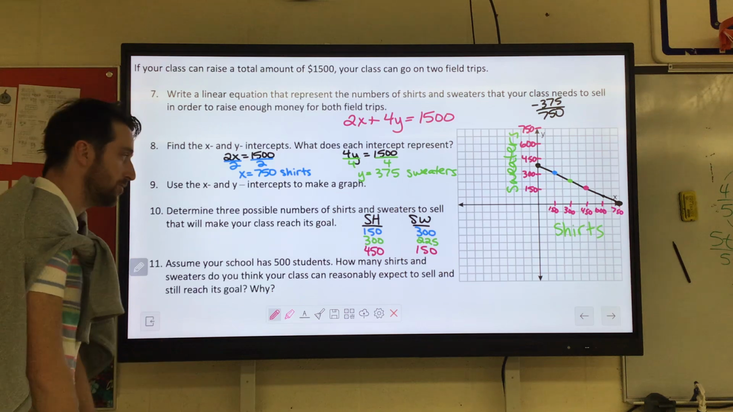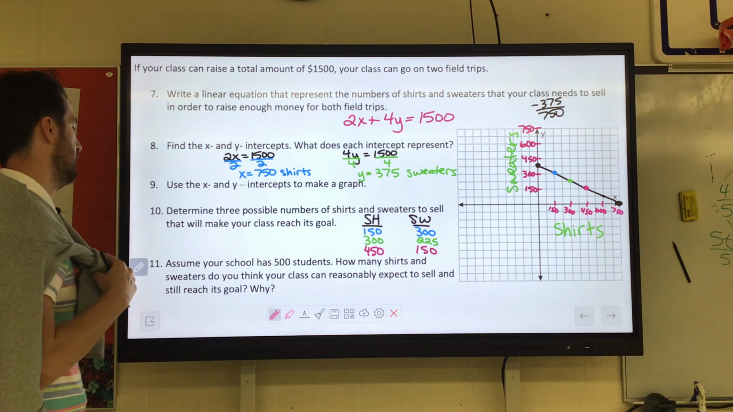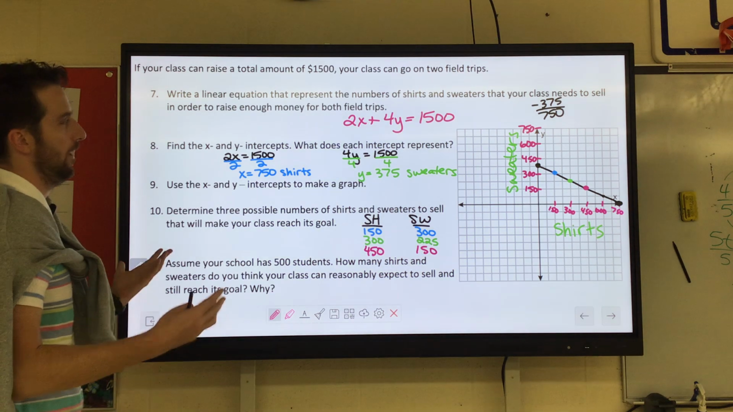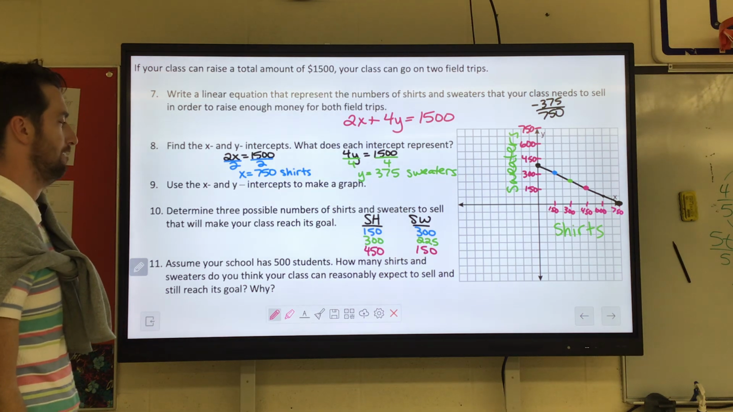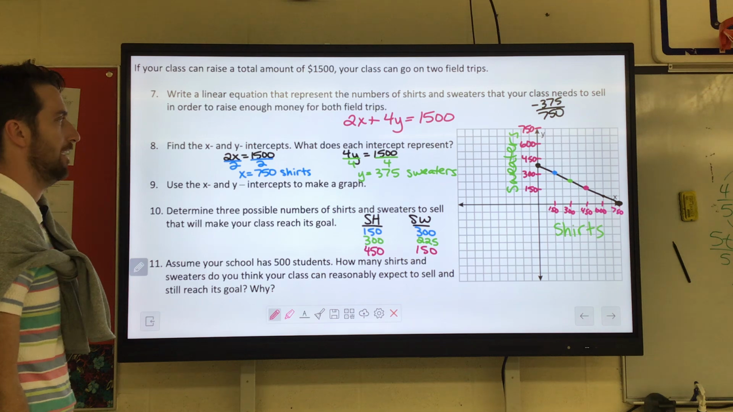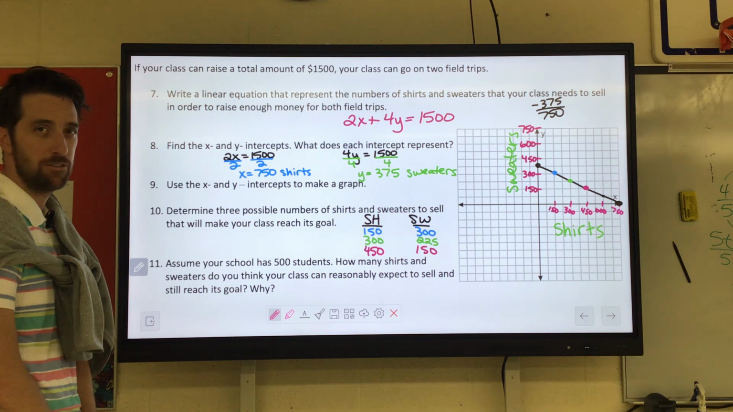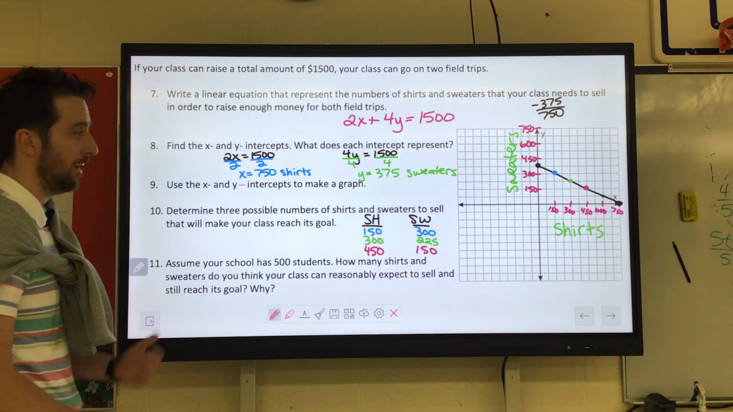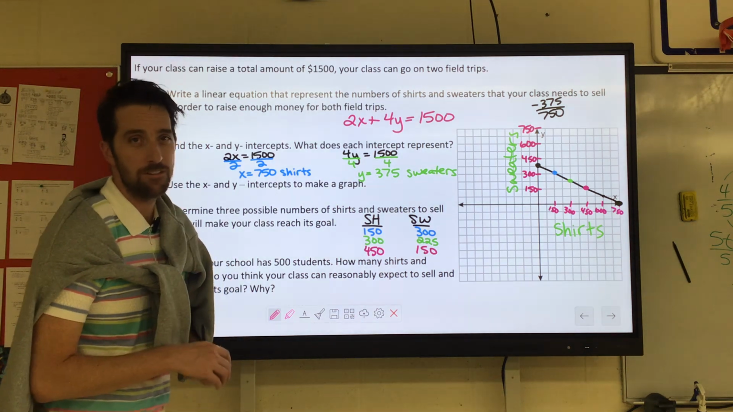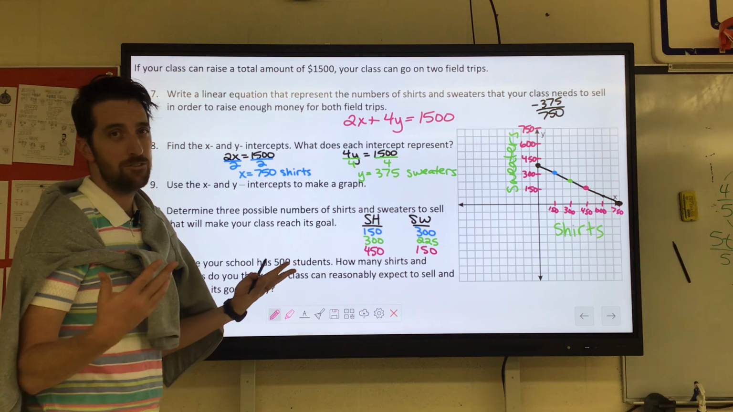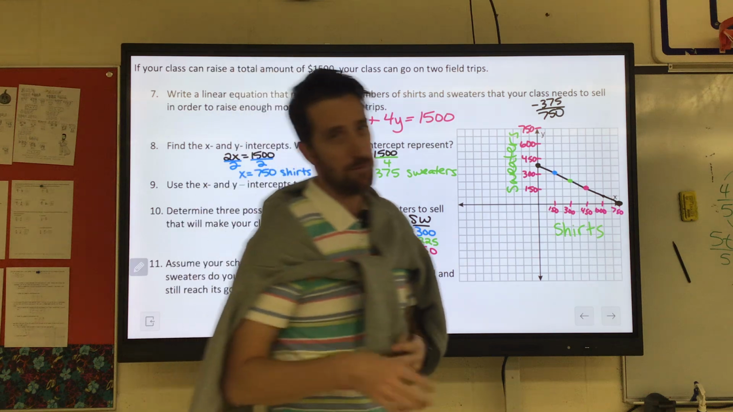Assume your school has 500 students. How many shirts and sweaters do you think your class can reasonably expect to sell and still reach its goal? Why? I don't know, man. That's kind of opinion based. But again, just like the front, I mean, you could sell your grandma a couple shirts. She would love that. And then you'd get there. I really think it's just going to be easier to sell the shirts. But maybe you're like, no, it's sweater season during this field trip, so it might be easier to sell the sweaters. I don't know. It's totally up to you. Use your opinion. Come up with what you think.